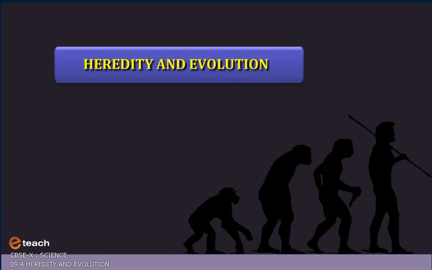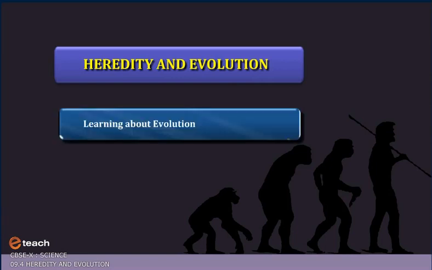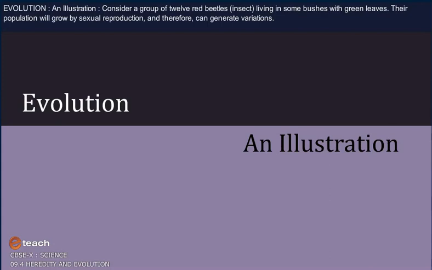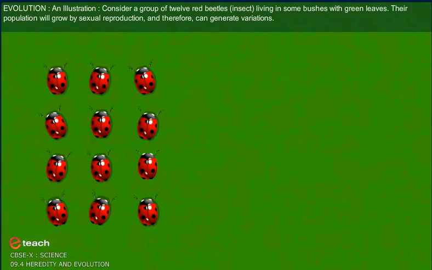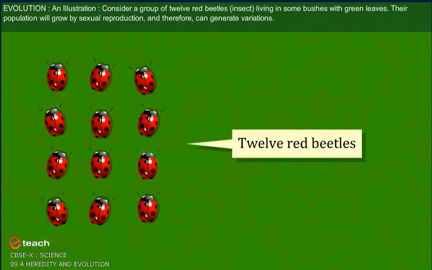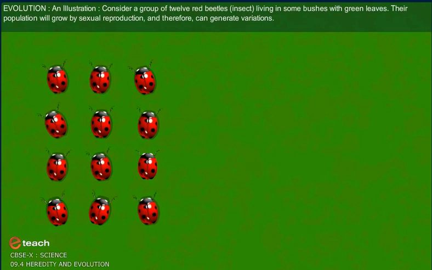Heredity and Evolution. Learning about evolution. Evolution: an illustration. Consider a group of 12 red beetles, insects, living in some bushes with green leaves.